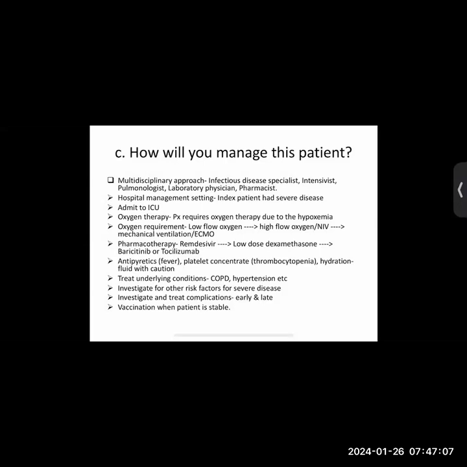Then I also like to give some pharmacotherapy: remdesivir, low dose dexamethasone, and also some immunologic agents like baricitinib and tocilizumab. Other things I would also like to give are antipyretics, considering that this patient has a temperature of 39.6. Then for thrombocytopenia, I would also like to correct that by giving platelet concentrate.